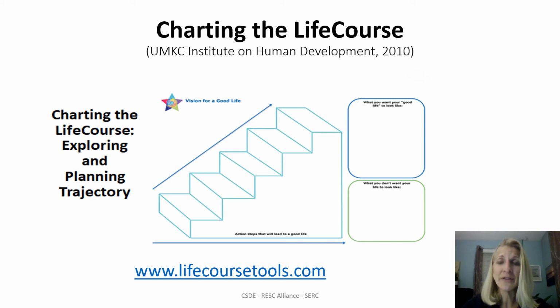The exploring and planning trajectory. To create a vision for your good life, this trajectory tool provides space to explore the things going well in your life or the things that are stopping you from reaching your good life. We will be exploring this tool along with the other tools that create the Life Course framework during the live virtual session.